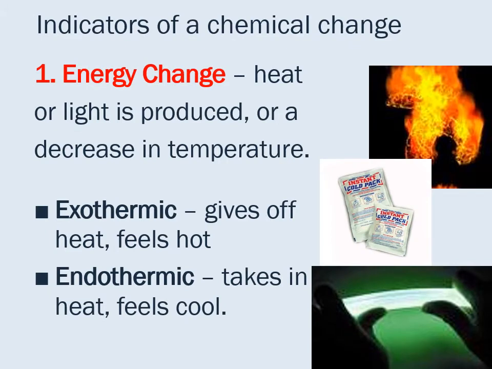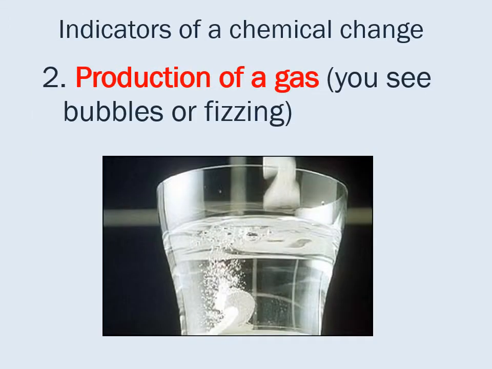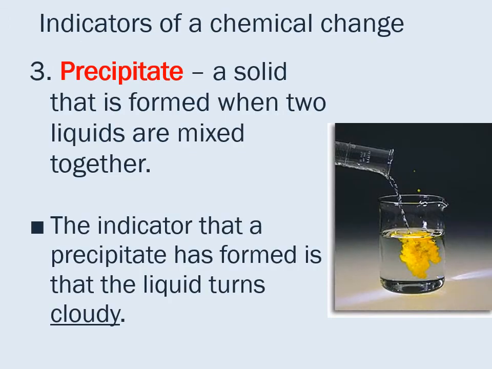And so some ways we can tell a chemical change has occurred: if it's exothermic, it will give off heat, feel really hot. If it's endothermic, it actually takes in heat, so it feels cold. Endo, cold; exo, hot. Also, if it produces light, like there's a flash of light, that's a sign of a chemical change. If it produces a gas, that's a chemical change because something new has occurred. And it might be that you see bubbling, you see fizzing, but that's usually a sign of a chemical change.